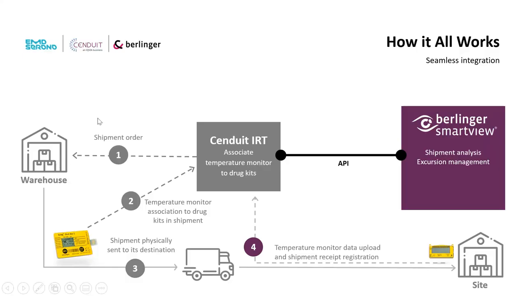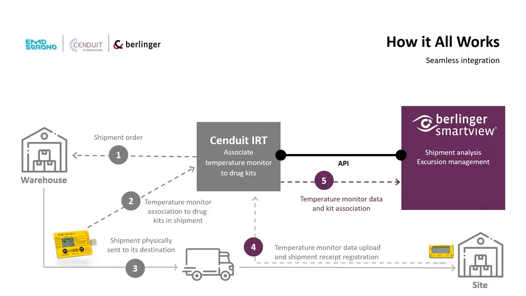When that is done, the RT interacts with the Berlinger SmartView system to exchange the temperature monitor data and the kit associations to the shipment. The Berlinger SmartView system will then assign that temperature profile from that logger to all the kits in the shipment, and will check whether there was an excursion during that shipment, and if there was an excursion, whether any of those kits in the shipment have now exceeded their stability budget.